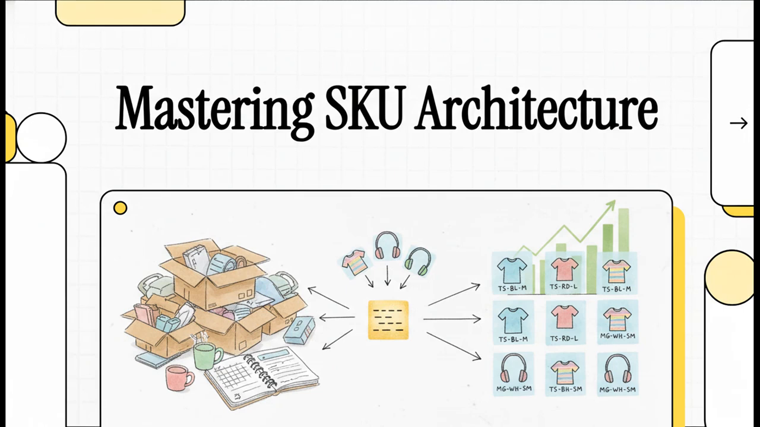Hey, if you're an online seller, you know the scene, right? Boxes piling up, spreadsheets that are just a total mess, and you have no idea which version of your product is actually the best seller. Well, that hidden chaos can absolutely sink a business, but the solution is way simpler than you think. It all starts with a powerful little code that can turn your inventory from a headache into your greatest asset.